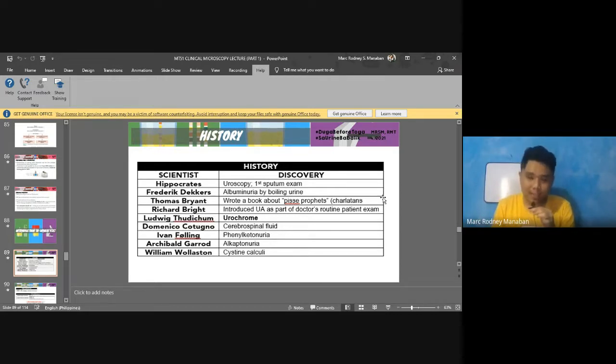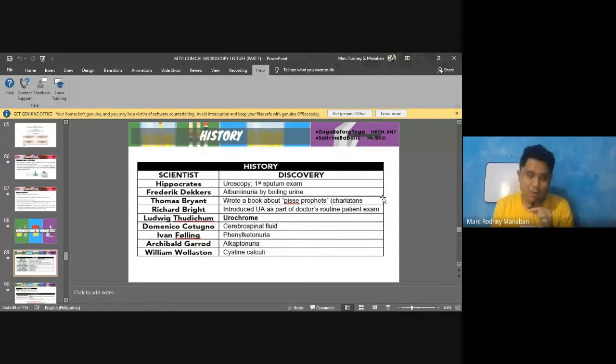And then Richard Bright, who was the one who suggested to include urinalysis as part of the routine tests of a doctor. No, true enough, di ba? If ma-ER magani mo, emergency room, di ba? One of the initial tests that the doctor requests is your urinalysis together with CBC, because these two tests usually can give already an initial information as to what the patient is experiencing, no, or what is the disease the patient is suffering from. All right. So that's according to Richard Bright.